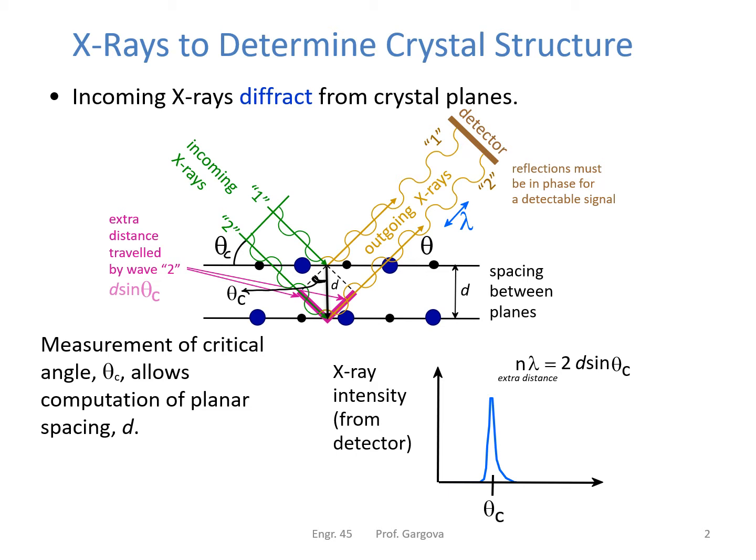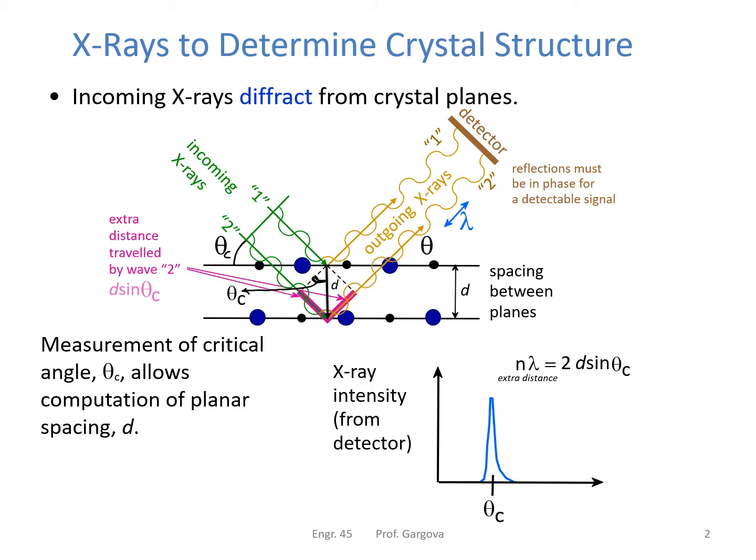But in general, in XRD, there are two incoming X-rays, as I said previously. Here, these incoming X-rays are seen in green, and there's an X-ray denoted as 1 and an X-ray denoted as 2. Now, from the image, we see that X-ray 1 hits basically the first layer of atoms, or the first plane of atoms, and then it's reflected.